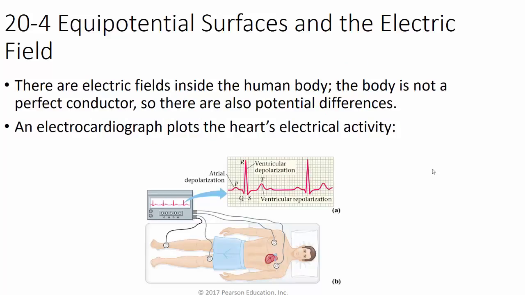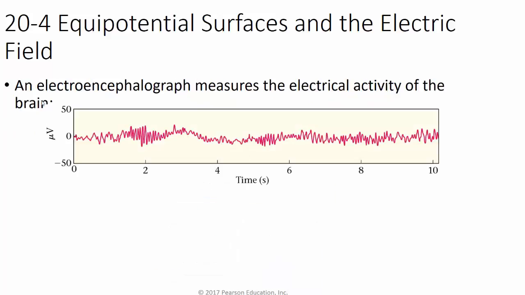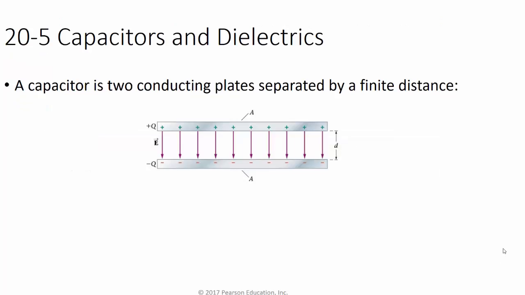And it's important to note that this idea of electric potential and electric fields is important. Many of you are going to study medicine or go into something related to it, and it's very important to remember that we utilize the fact that there are electric fields inside the human body to be able to understand it and to figure out if there are things wrong with it. For example, an electrocardiograph plots the heart's electrical activity, and an electroencephalogram measures the electrical activity of the brain.